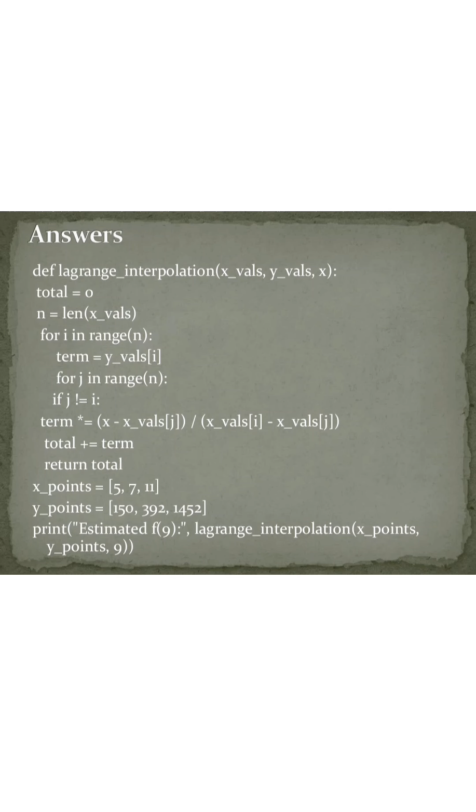x_points = [5, 7, 11], y_points = [150, 392, 1452]. Print the estimated f(9) = lagrange_interpolation(x_points, y_points, 9).